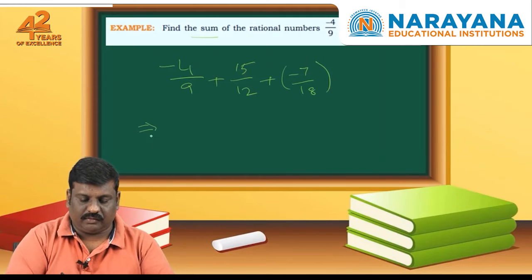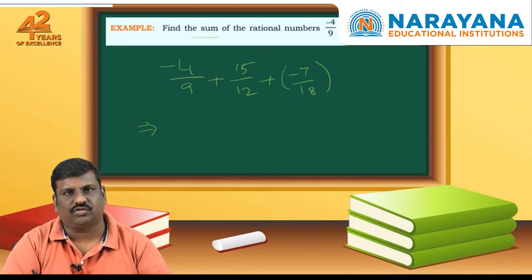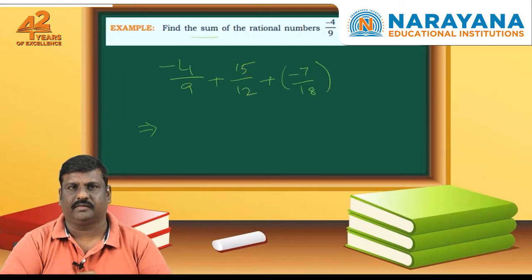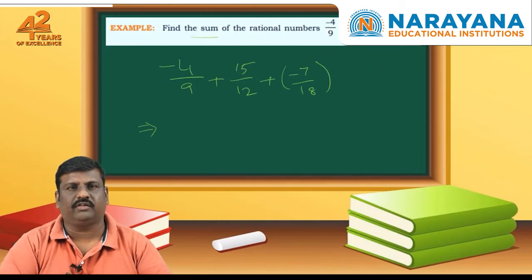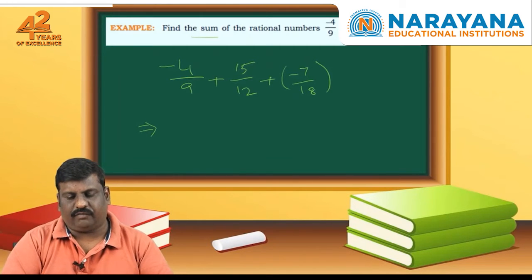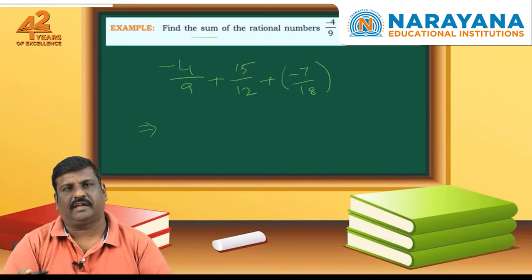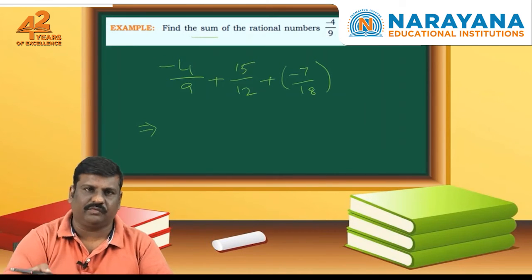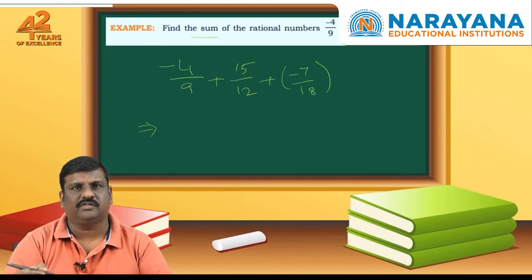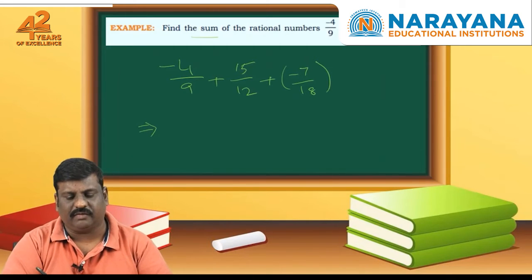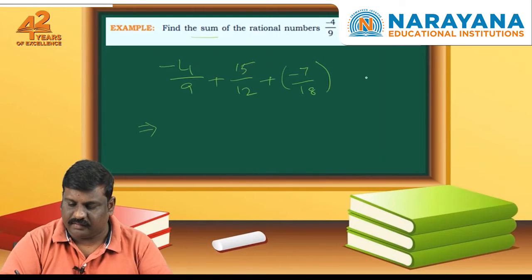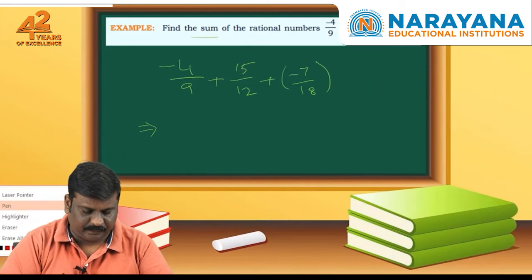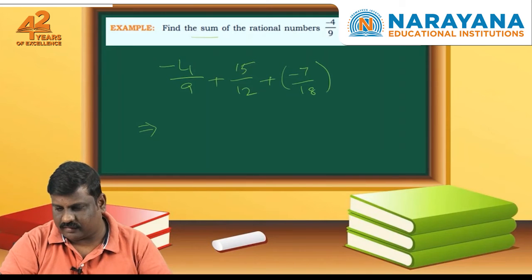Now check whether these are like fractions or not. The denominators are 9, 12, 18. Here you can follow two methods: convert the given fractions into like fractions, or find the LCM of the denominators. I am doing the first method here. First of all, find the LCM of the denominators 9, 12 and 18.